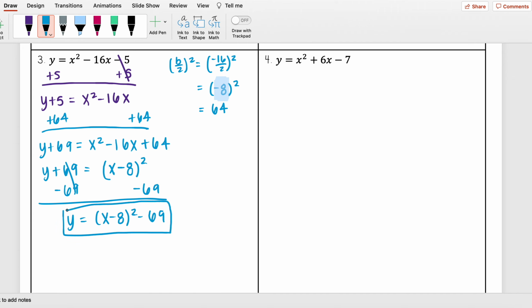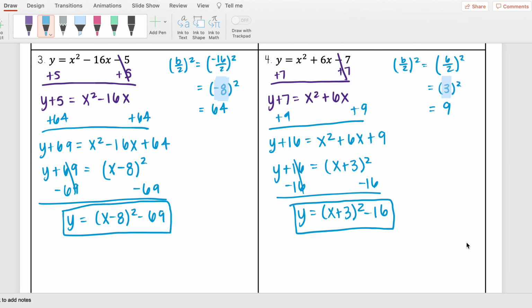Okay, go ahead and pause the video. I want you to try and do number 4 on your own. When you think you have it, go ahead and press play. So the answer you should have gotten here was y equals (x plus 3) squared minus 16.